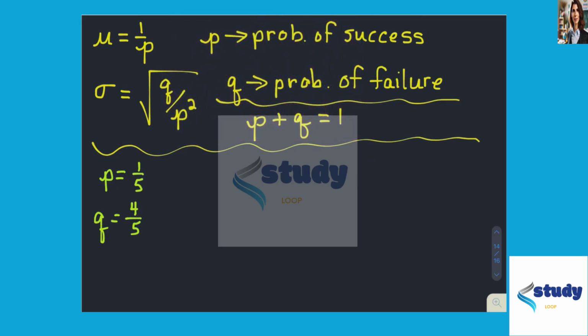So we're ready to apply the formula to calculate the mean and standard deviation of this distribution of teachers. So the mean equals 1 over p. In this case, p was 1/5. 1 divided by 1/5 is the same thing as saying 1 multiplied by the reciprocal. So the average of this geometric distribution would be 5 teachers.